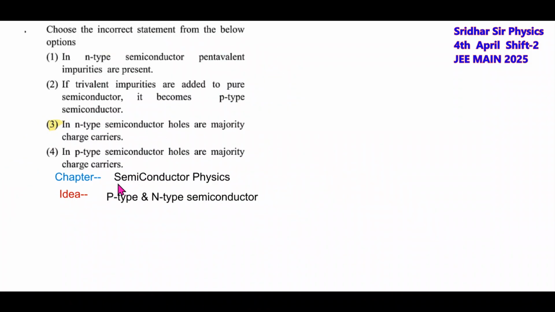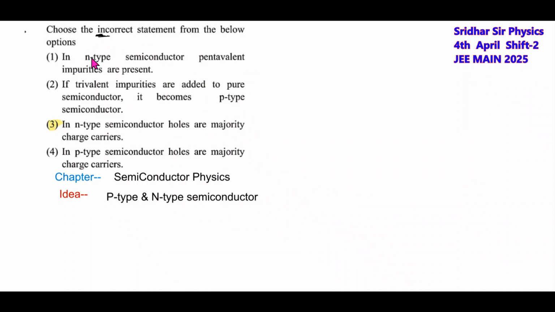This question belongs to the chapter semiconductor physics. The idea involved is p-type and n-type semiconductors. So what is p-type, n-type? To increase the conductivity, we do doping. Doping means the addition of impurity atoms. So choose the incorrect statement.